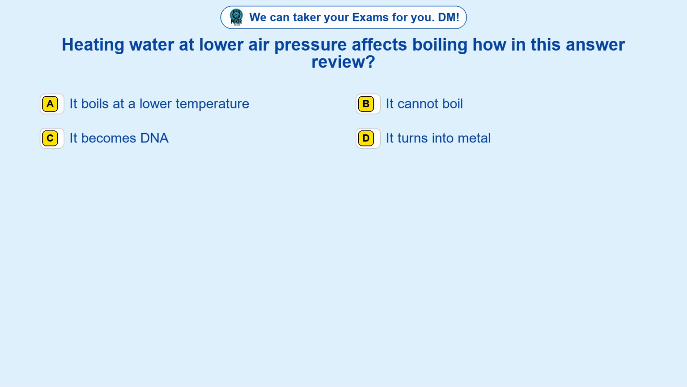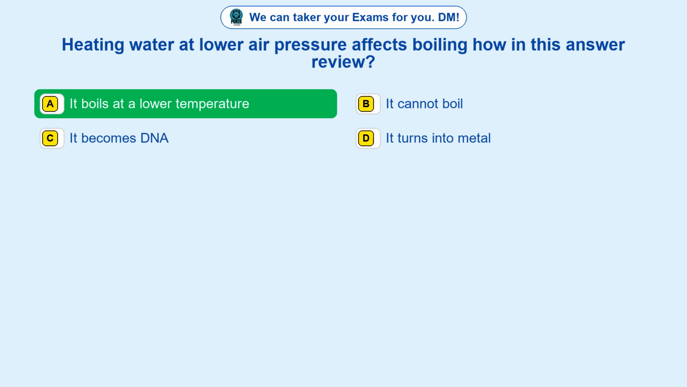Question 48. Heating water at lower air pressure affects boiling how in this answer review? Option A. It boils at a lower temperature. Option B. It cannot boil. Option C. It becomes DNA. Option D. It turns into metal. The correct answer is option A. It boils at a lower temperature.